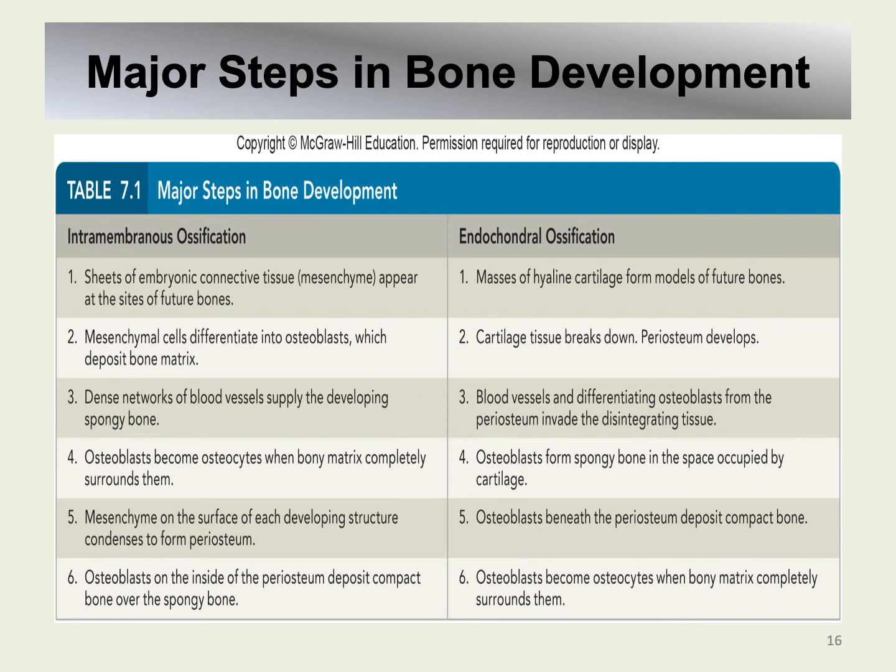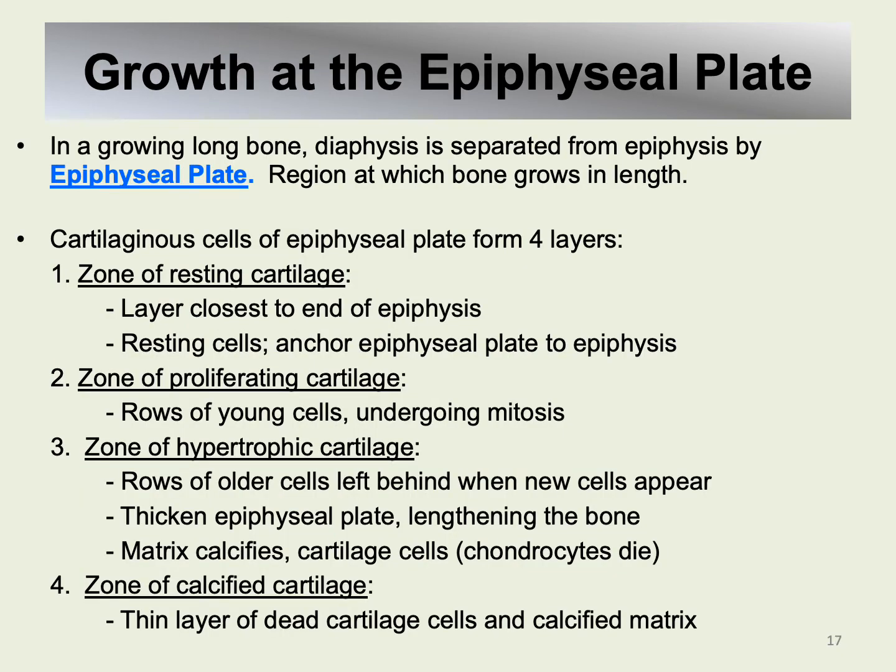So that slide compares the major steps in bone development, comparing intramembranous to endochondral ossification. Growth at the epiphyseal plate. In the growing long bone, the diaphysis is separated from the epiphysis by the epiphyseal plate, the region at which bone grows in length. There are different layers, 4 different zones. Let me go through it on the photo. You can see much better.